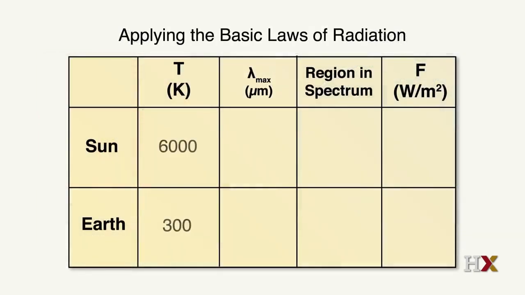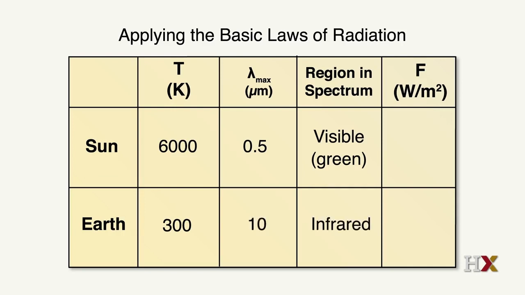If we apply Wien's law, the Sun emits light at a wavelength of about half a micron. That's right in the middle of the visible spectrum, whereas the Earth emits light at about 10 microns, which is in the infrared spectrum. So that explains basically why you get this energy balance between shortwave and long wave at the Earth's surface.